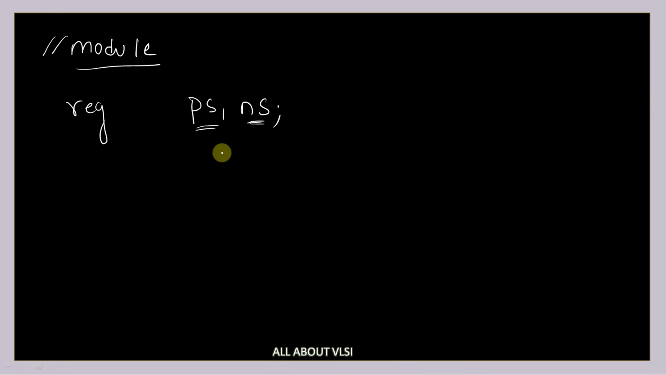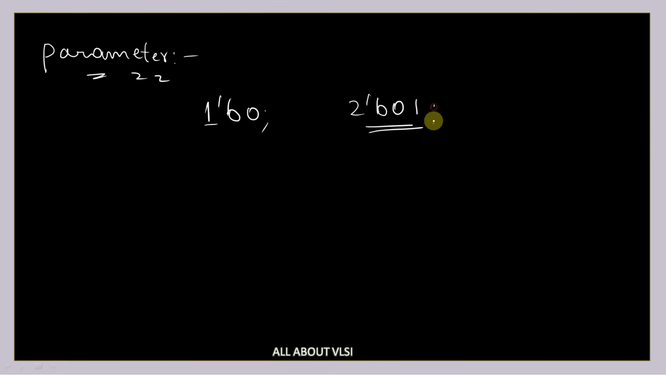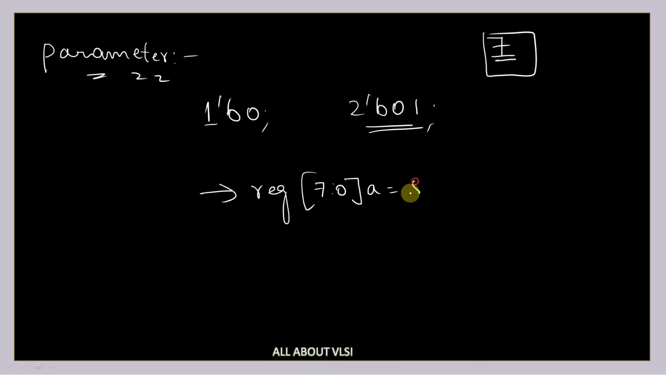Now, what do you mean by parameter? Let me show you. Basically, parameters are nothing but named constants. For example, let's say I have a literal 1'b0, or 2'b01, or a simple number 7. Now, if I want to write reg [7:0] a = 5.